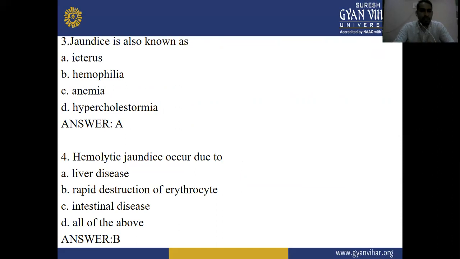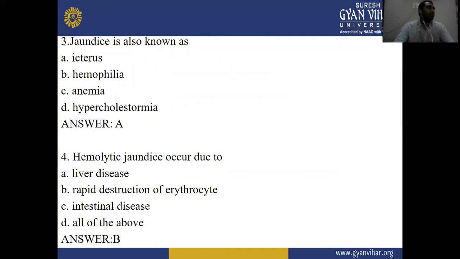Next question: jaundice is also known as: option A, icterus; option B, hemophilia; option C, anemia; and option D, hypercholesterolemia. The right answer is A. Jaundice is also known as icterus.